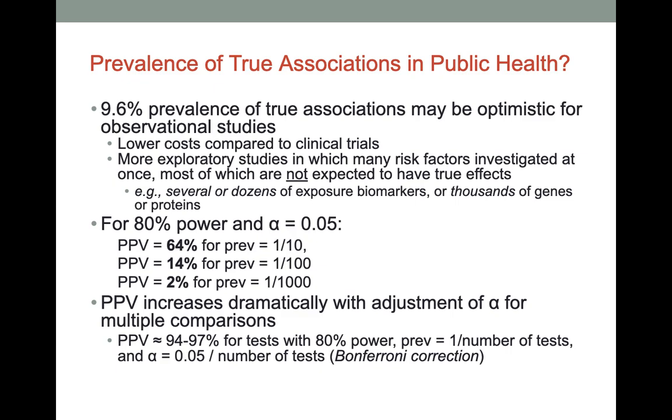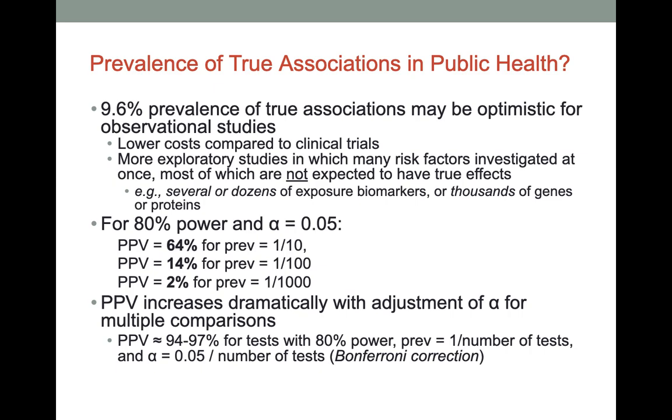So for example, if we have a set of tests now which all have 80% power, and the prevalence of true hypotheses among these tests is 1 over the number of tests, and we use Bonferroni correction, then our positive predictive value actually will always be in the 94 to 97% range, which is actually quite good, right? It tells us that if we get a statistically significant result using Bonferroni correction in this manner, then we've got a very high confidence that that actually means there's a true association.